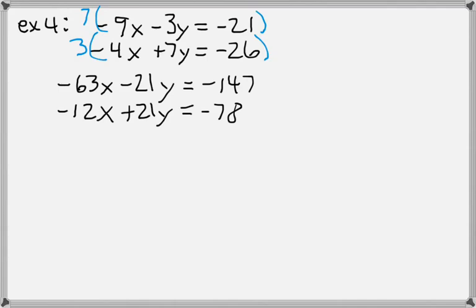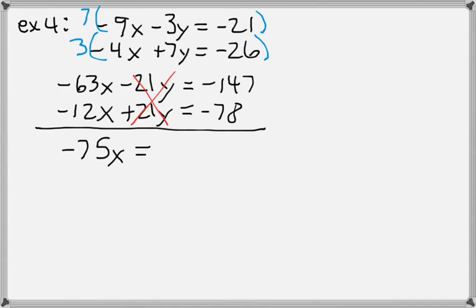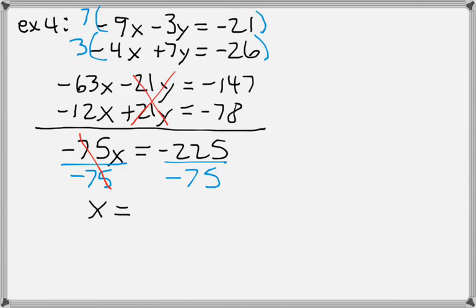Step 3, we are ready to add these two equations together. Negative 63x plus the negative 12x gives us a negative 75x. The minus 21y plus 21y cancels out, is equal to the negative 147 plus the negative 78, which gives us a negative 225. We have to solve for x, so to get x by itself, we need to divide both sides by negative 75. They cancel out over here, leaving us with x is equal to the negative 225 divided by negative 75, which gives us a positive 3.